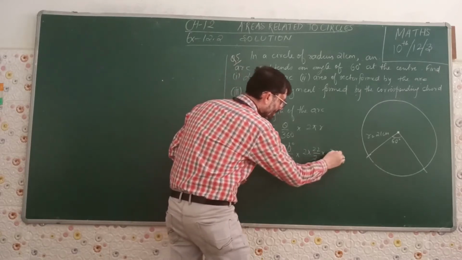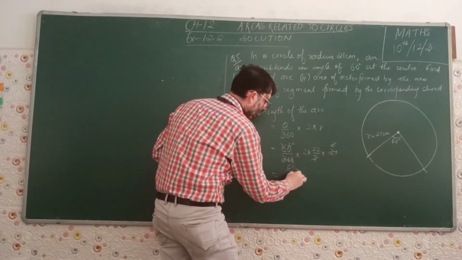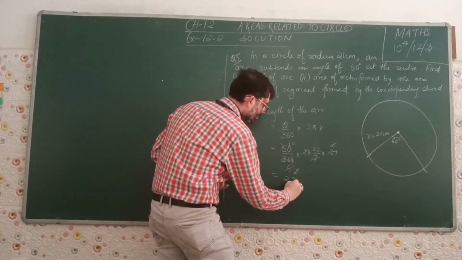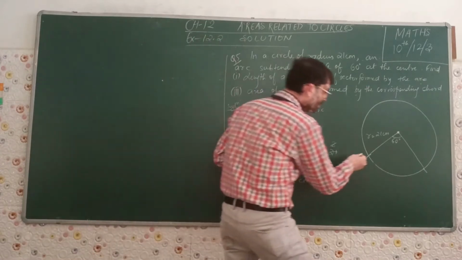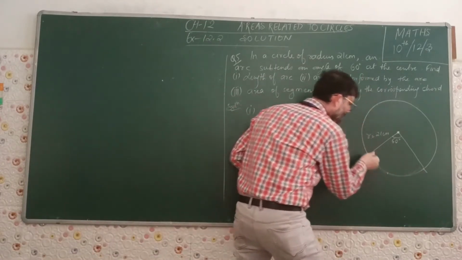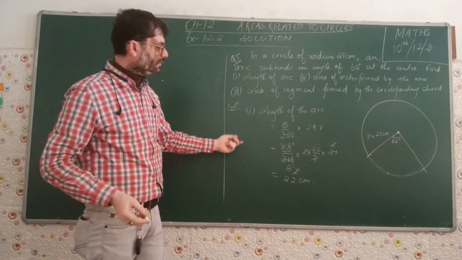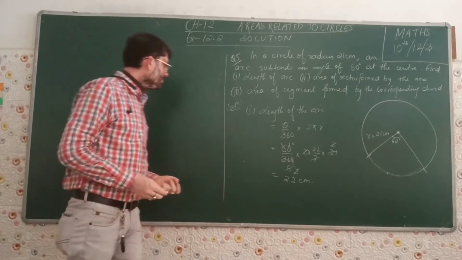6, 7, 3s are 3, 2s are 2, and 2 cancels. This is 22 centimeters. So the length of the arc, which is what we are finding, this is the length of the arc that we are looking for. So the length of the arc is 22 centimeters.